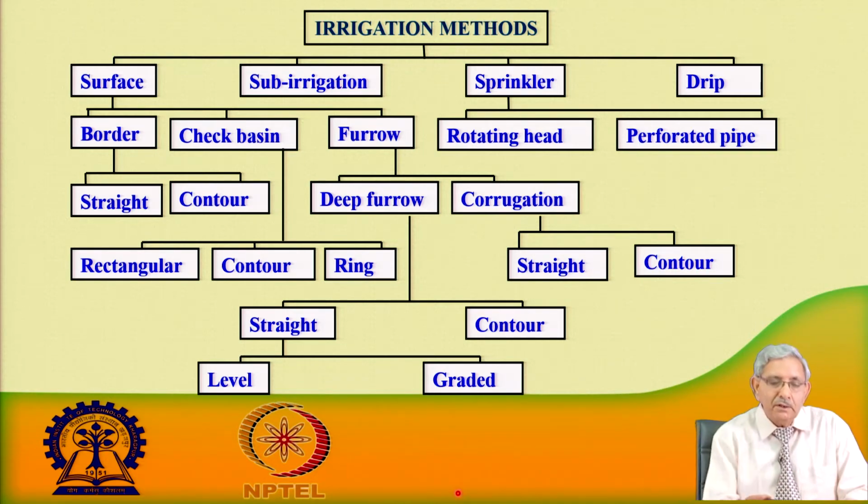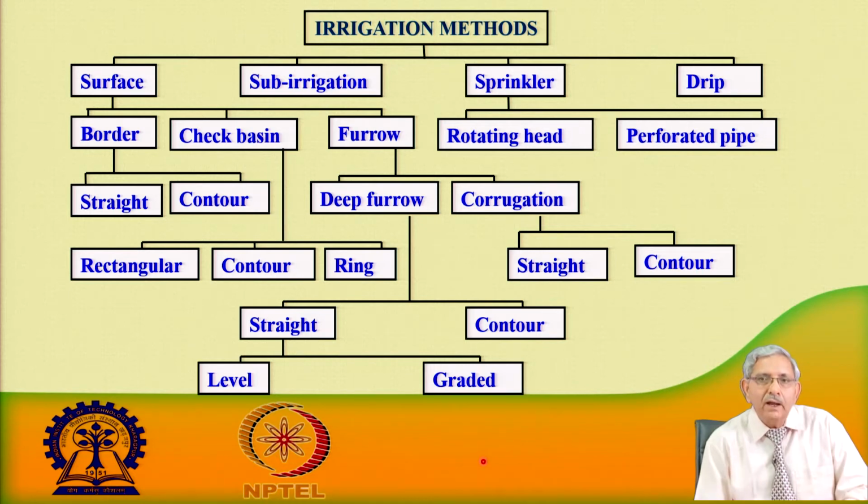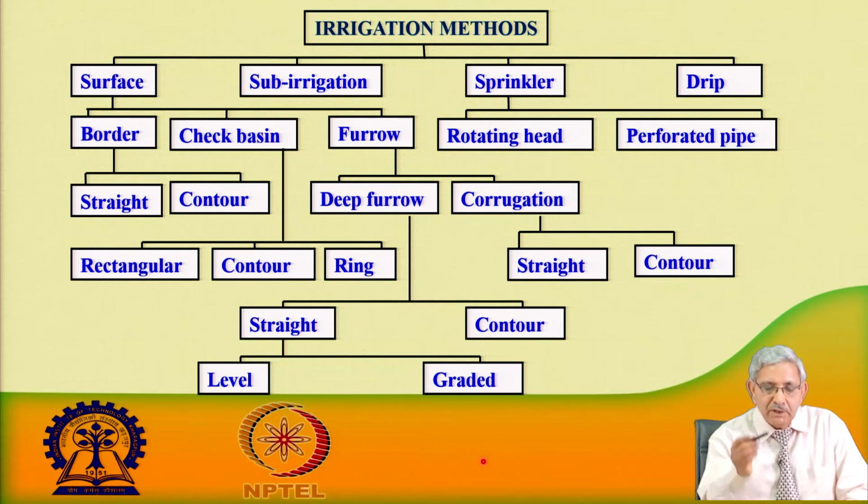As the name says, surface irrigation means water is applied over the land surface. So, overland flow takes place on the soil surface. When we say sub irrigation, it means we are giving water beneath the soil surface and then water comes to the root zone of the plant. So, this is sub irrigation.